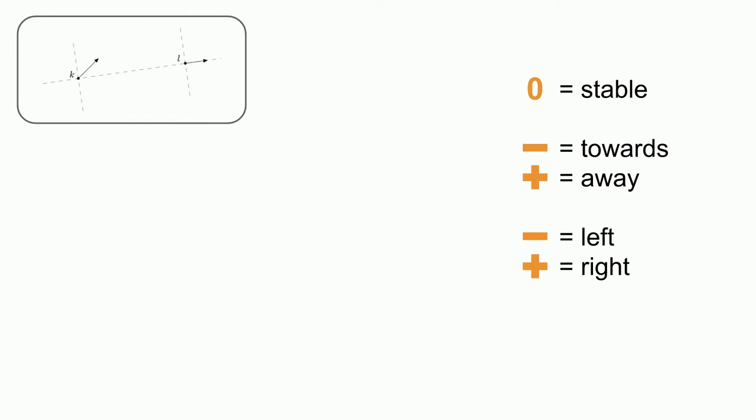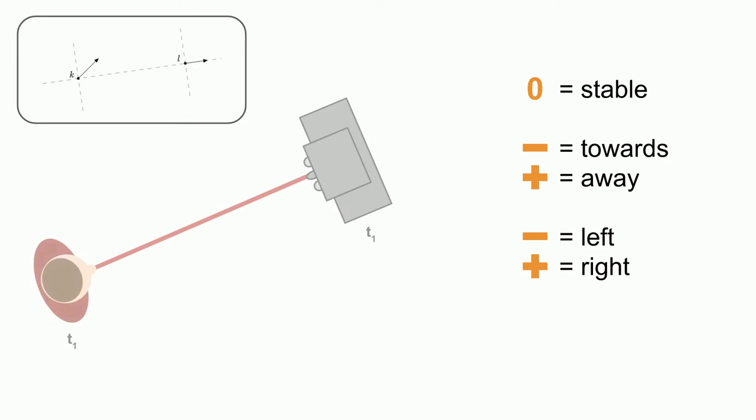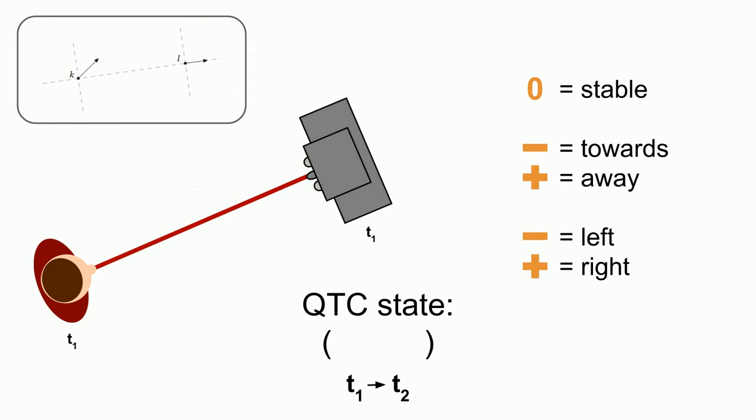Let's have a look at a quick example of how QTC works. On the right, we have our cheat sheet, and in the top left, we can see the movement we want to encode. Let's start by assuming our human and robot are at these positions at time t1. During the interval t1, t2, our human and robot will be moving like depicted in the top left.